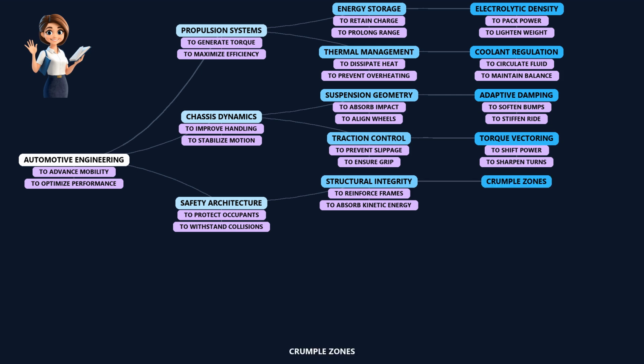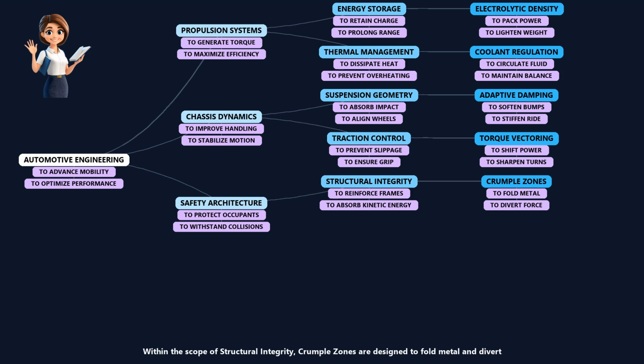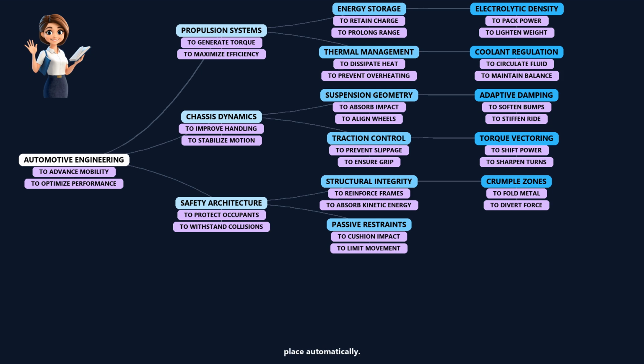Crumple zones. Within the scope of structural integrity, crumple zones are designed to fold metal and divert force away from the people inside. Basically, the front of the car is made to squash like a tin can so you don't feel the hit. Passive restraints. Passive restraints are a functional branch of safety architecture used to cushion impact and limit movement for everyone in the car. This includes things like seat belts that hold you in place automatically.